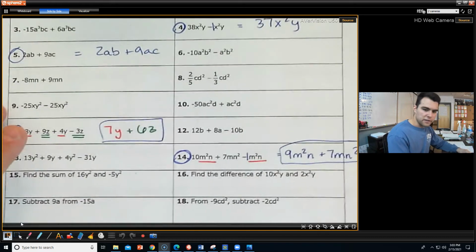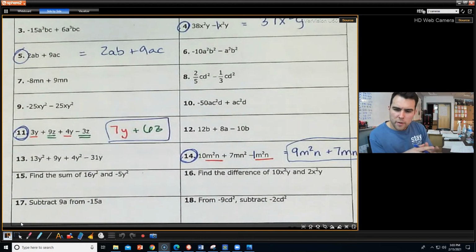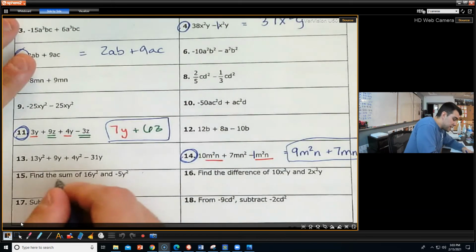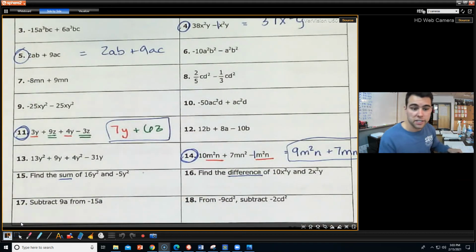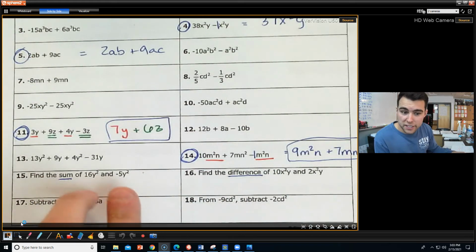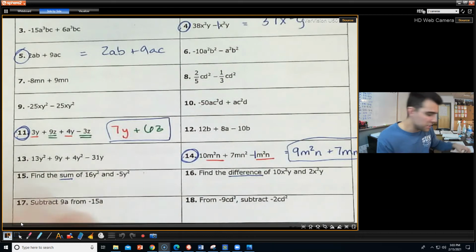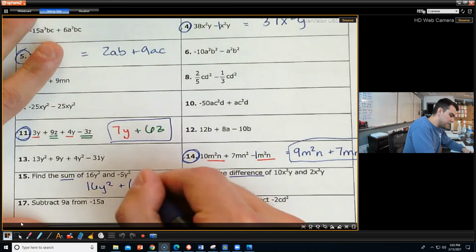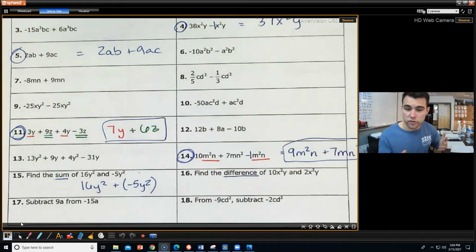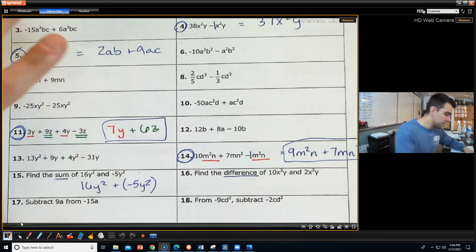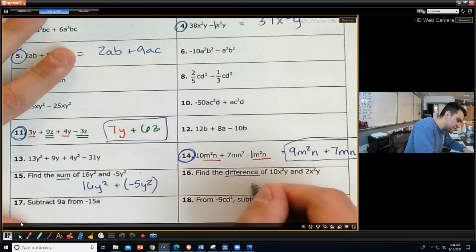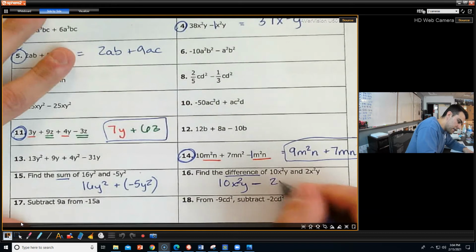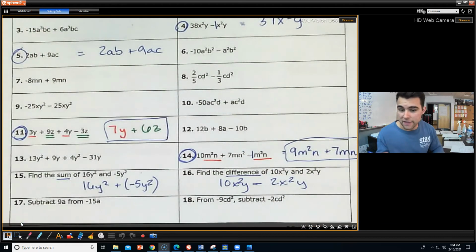Now, some of these word examples might trip you up the most, so let's go over those for a second. First of all, we have like sum and difference for this. Sum means you're going to add these together. So you do 16y squared plus the negative 5y squared. That's kind of how you can treat it. The difference of 10x squared y and 2x squared y, that is subtraction. So I'm just going to do 10x squared y minus 2x squared y is how I would set that up.